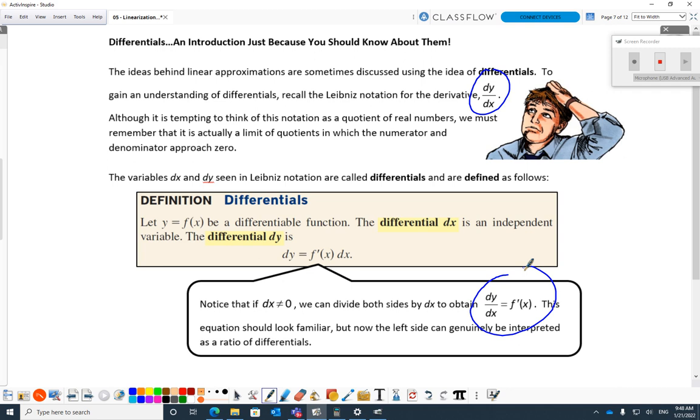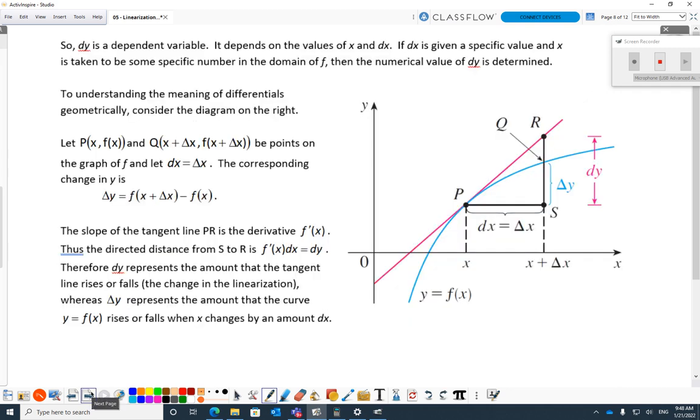Notice that if dx is not equal to 0, we can divide both sides. And so these are interchangeable: dy equals f prime dx, and dy over dx equals f prime. They're just moving around. What does it mean? Well, I'm going to give two explanations. The first one is the tiny, oh, I get it explanation. And then there's this crazy technical explanation.